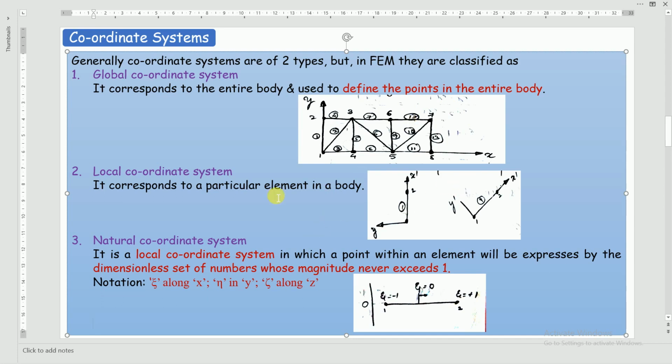If they tell you to derive it with respect to the local coordinate system, it is x dash, y dash. If they tell you with respect to the natural coordinate system, it is with respect to xi, eta, and zeta. Most of the time, people pronounce this as zeta, but this is xi, this is eta, and this is zeta.